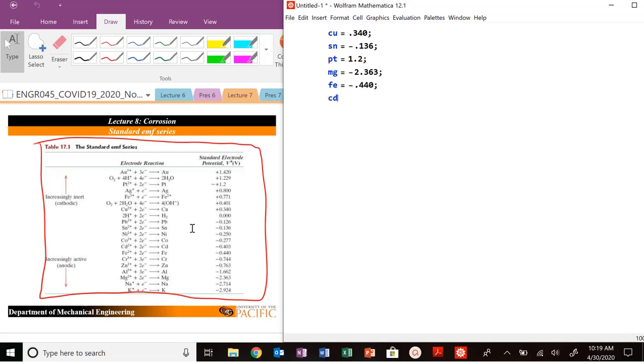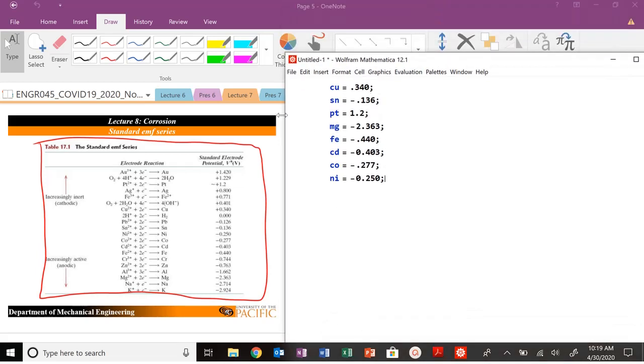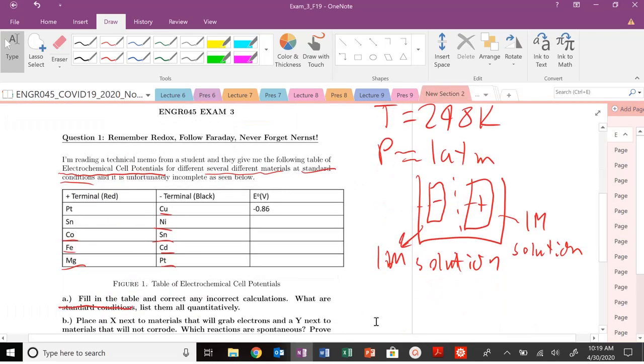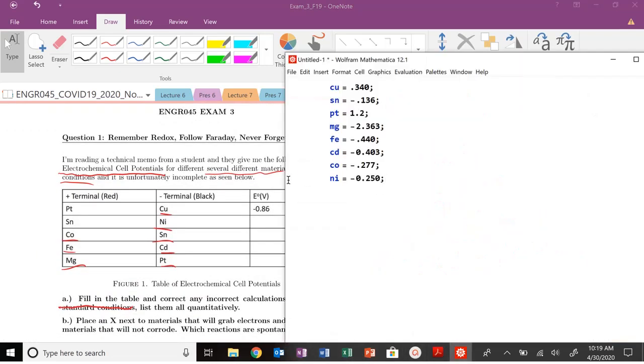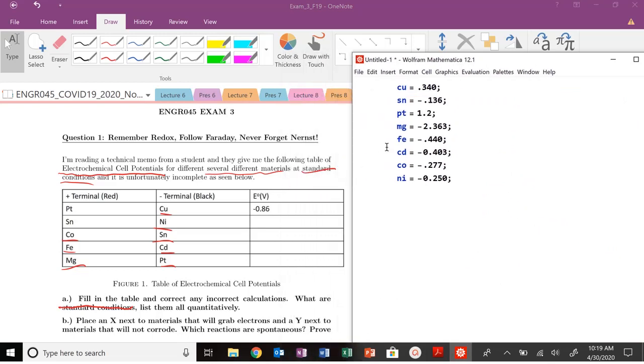We had cadmium, minus 0.43. I think we had cobalt too. Cobalt is equal to minus 0.277. And I think we had nickel as well. Minus 2.50. And I think that was it. So let's take a peek back at our problem and make sure that we have all those values. I'm going to scroll back to here. Let's see if we've captured all of those expressions. So we have copper, platinum, tin. I'm pretty sure we have all of those now. So those are our standard potentials.